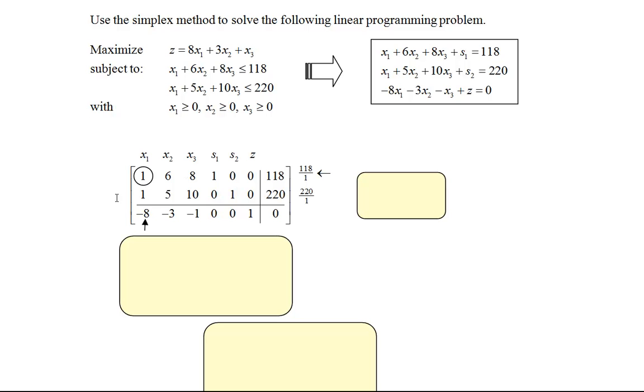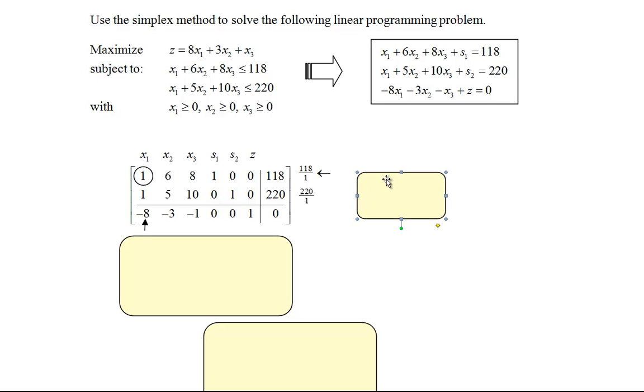Now before you go do that, look at this solution. X sub 1 is 0, X sub 2 is 0, X sub 3 is 0. S sub 1 is 118, S sub 2 is 220, Z is equal to 0. Guys, that right there would correspond to the corner at the origin, which in our maximization problems is usually one of the corners that we have. So go ahead and write out your steps and see if you have the following.